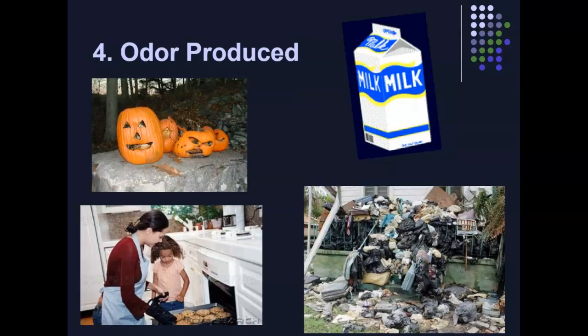We could also have evidence of a gas being produced when we smell bad things. We might smell rotting pumpkins, or we might smell our milk has gone bad, or we might smell a bunch of garbage, or we might have a good smell like the smell of cookies baking in the oven. So an odor produced is evidence of a chemical change.